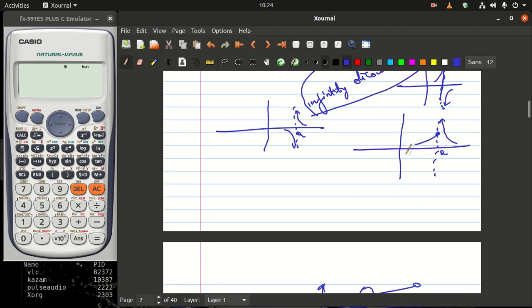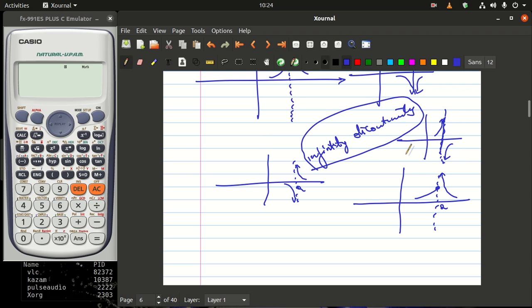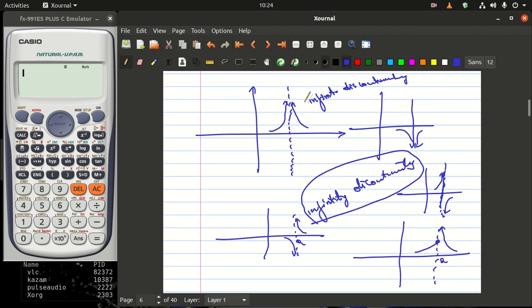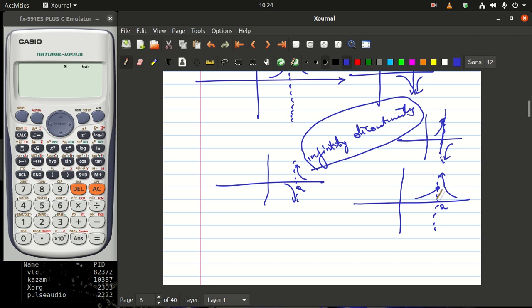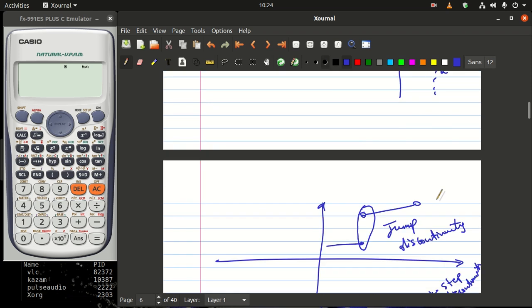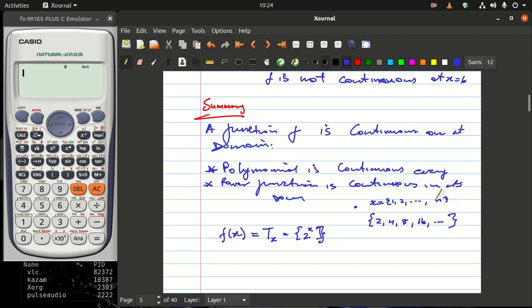Now, every single time, I want you to take note of this. If, let's say, you are falling in this particular category here, I want you to know that as a matter of fact, this is an asymptote. As long as you are around an asymptote, you are having infinite discontinuity. That's what I want you to see.